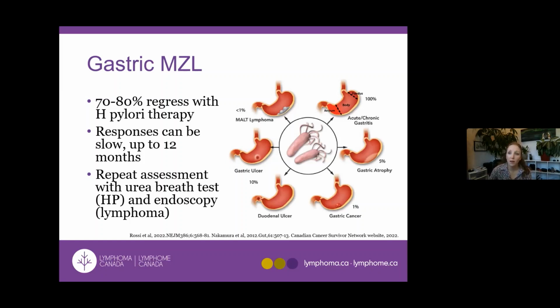And so what's happening is that we're repeating scopes, usually every 3 months, just looking to make sure that the lymphoma is receding. We can also repeat assessment with a breath test to make sure that that H. pylori infection is gone, because sometimes it takes multiple courses of treatment to make sure it goes away altogether.